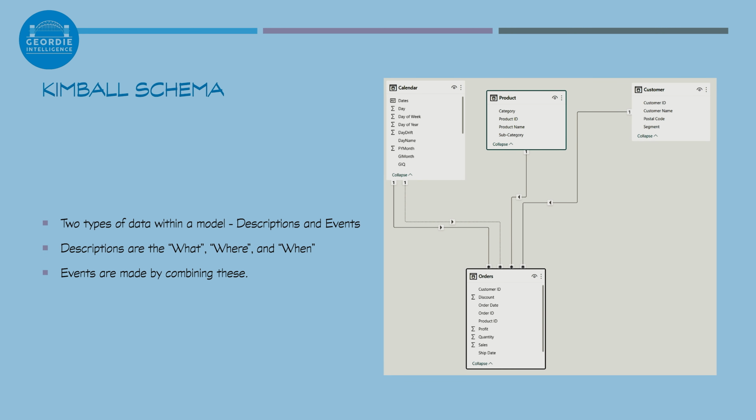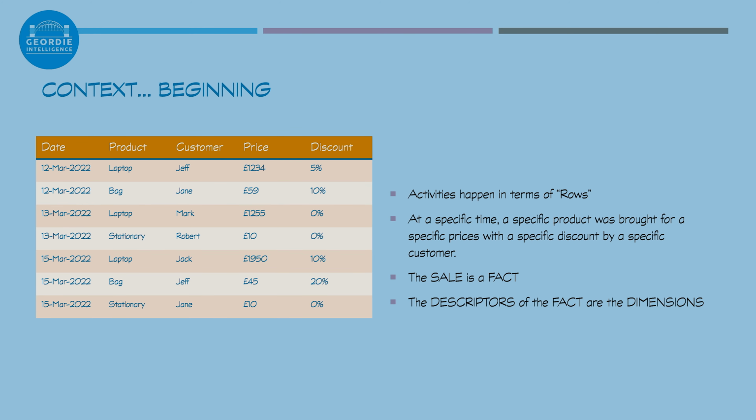So almost we've brought this concept back, haven't we? If we go back that slide to see that we have a calendar, a product, and a customer. All together, that forms an order as we join those together. So the descriptors of the fact are the dimensions, and the sale or the order is the fact.